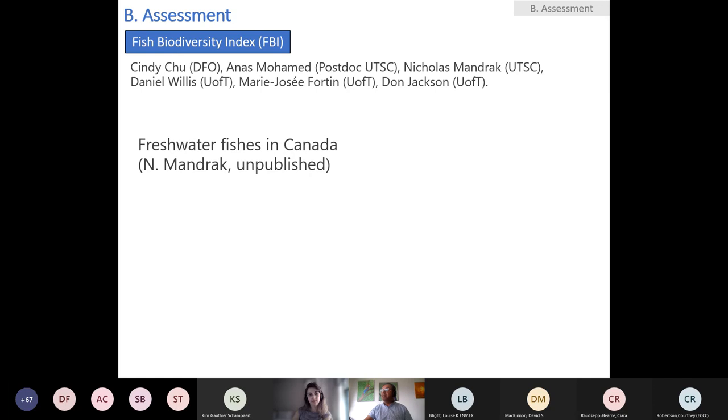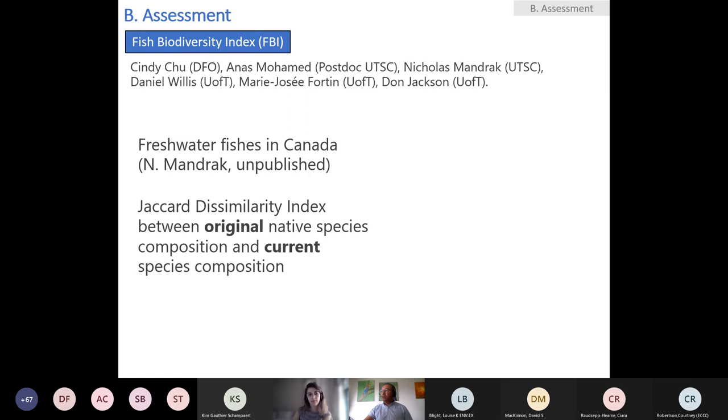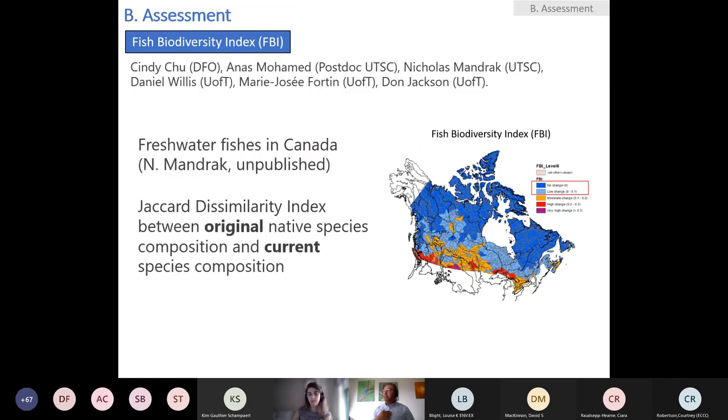This is the freshwater fish biodiversity index, and I just want to show you that the team created this fish biodiversity index using the original native species composition and the current composition, and they created this Jaccard dissimilarity index. And you see in the dark blue areas, it's where you have no change in those fish assemblages.